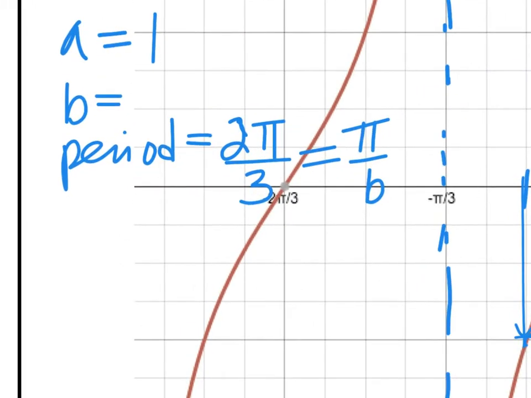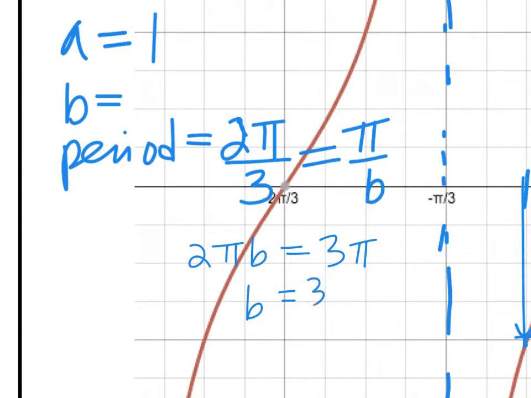So pi over b. Now what we want to do is cross multiply and solve. 2 pi b equals 3 pi. Divide both sides by 2 pi. Not sure if you can do it in your head, but 3 pi divided by 2 pi is 3 over 2.